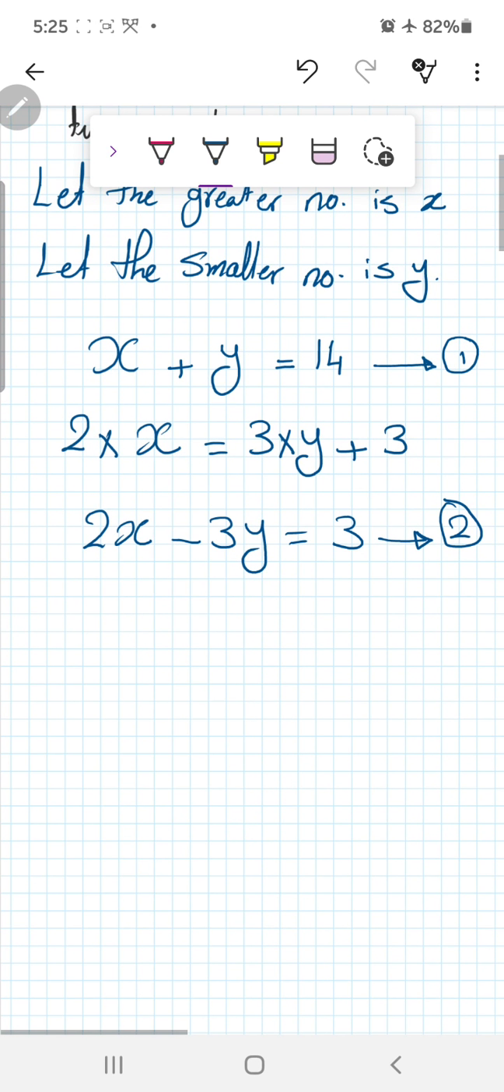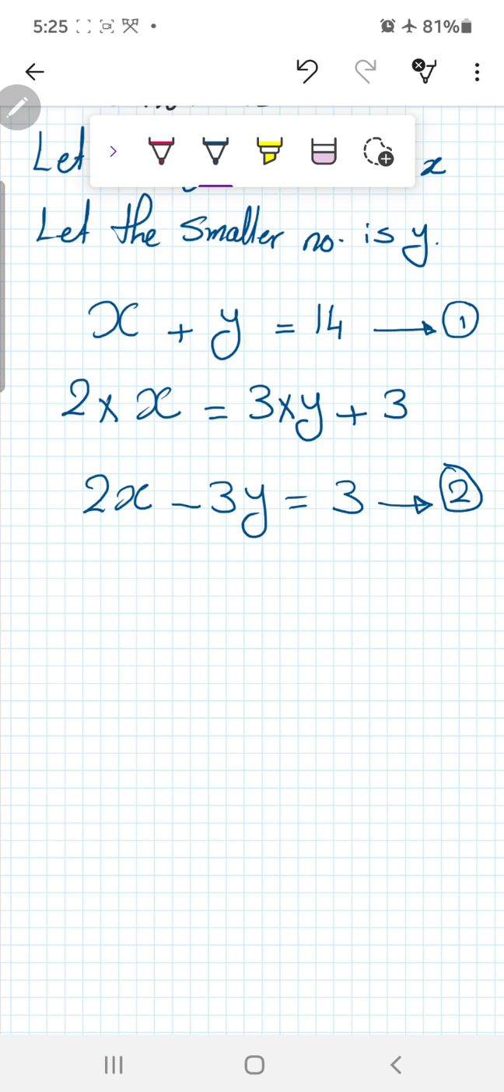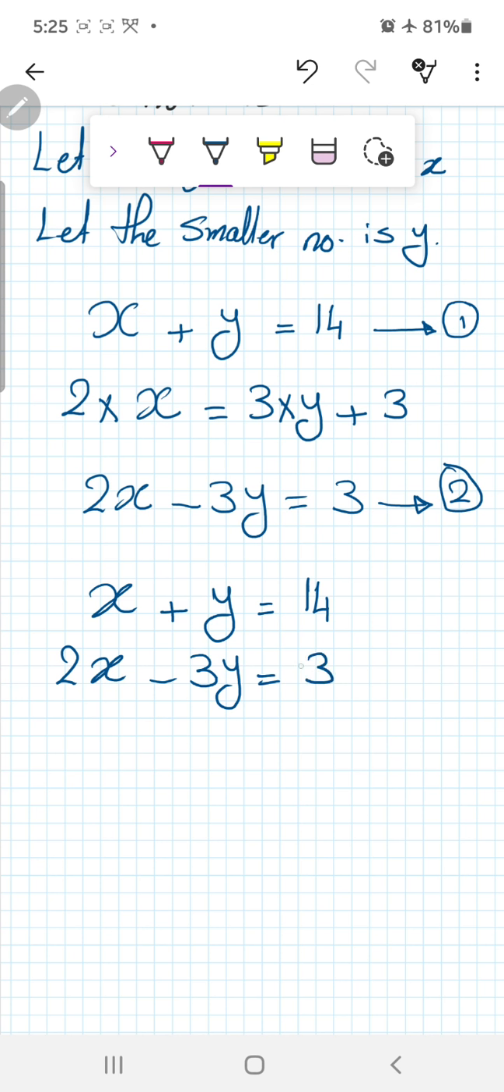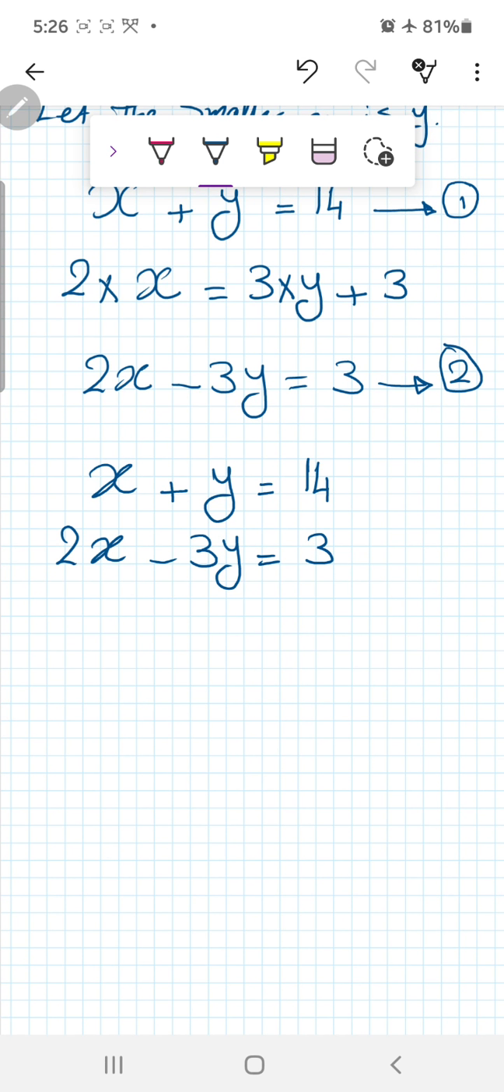As we said in lesson 1, to solve two equations of first degree in two variables, we have two methods. First, omitting method or substituting method. It's up to you. Here we solve it by omitting method. So, as we said, write the two equations under each other. The first equation will be x plus y equals 14. Write the second equation, x under x, so 2x minus y under y equals 3.